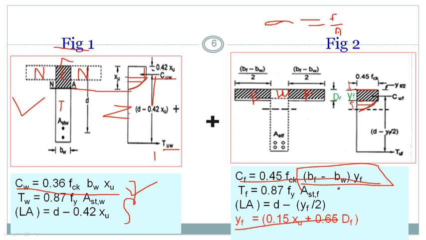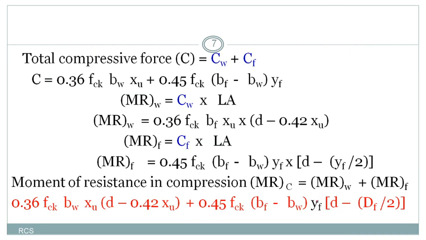It is (bf minus bw) into yf. And you can calculate what Tf is. Tf is the total tensile force in the flange region, that is 0.87 fy Ast into f, and the lever arm is d minus yf by 2. Right? With respect to this we can calculate. The difference between the previous case and this case is only that we have to replace Df with yf now. That's it. Right?